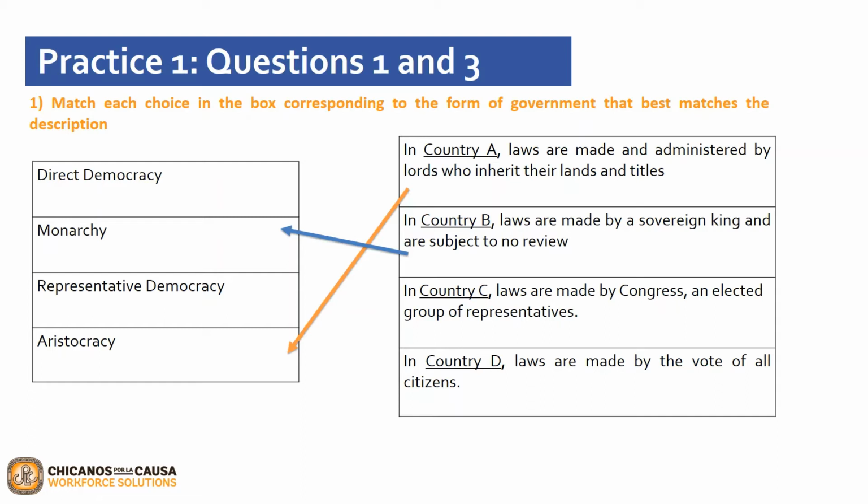In country C, laws are made by Congress, an elected group of representatives. So that sounds to me like it's a representative democracy where the people choose their representatives to pass laws for them. And in country D, laws are made by the vote of all citizens, which is direct democracy.